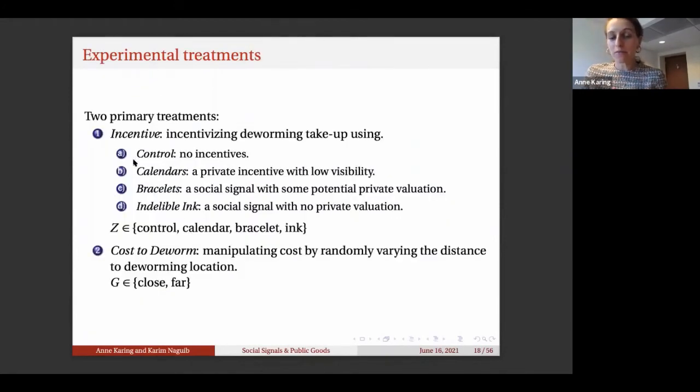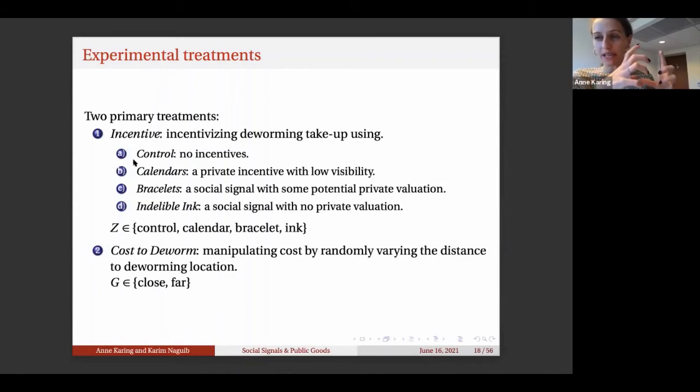So the two main experimental treatments that we introduced were, on the one hand, an incentive treatment, where we had two different types of signals, as I already said: a bracelet and an indelible ink. The bracelet could have some private utility, but certainly increases the visibility of your actions. The ink, we thought, has no private utility, potentially a slightly negative private utility, and also should amplify the visibility of actions. We also introduced a private incentive, meant to mimic the private consumption utility you might get from the bracelets.